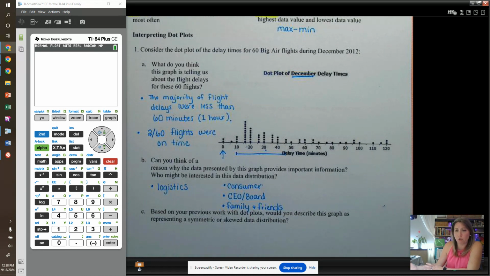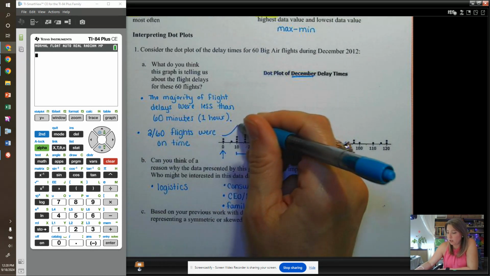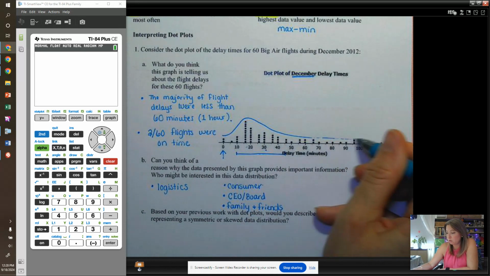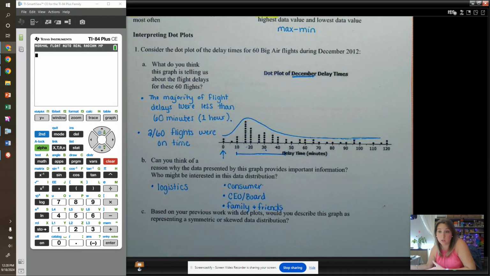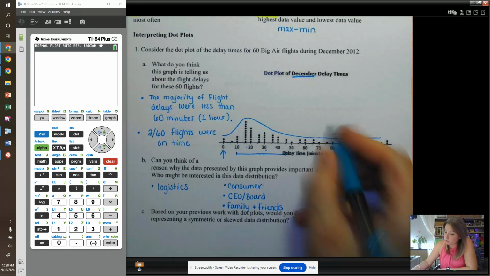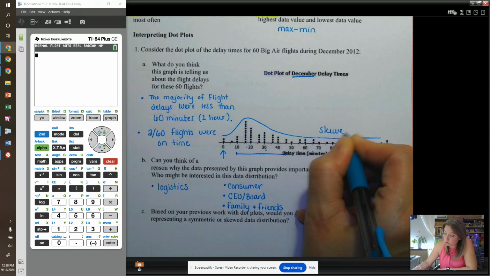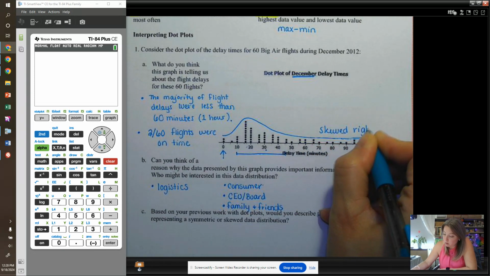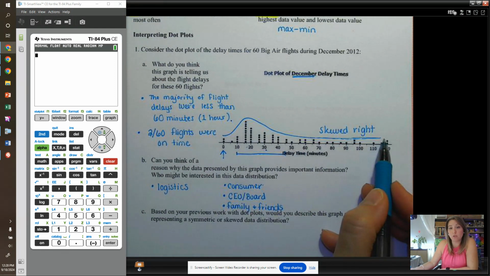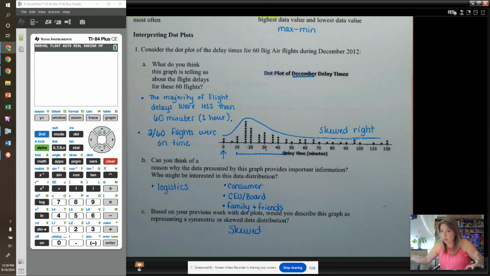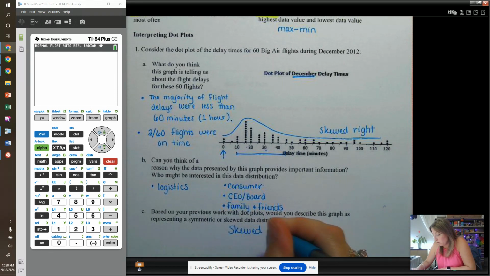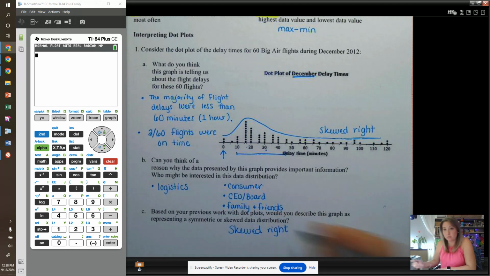Based on our previous work with dot plots, or just a general rule, would you call this skewed or symmetrical? And if you're thinking about it, do this. Yesterday, we had a picture that showed us what a skew looks like. That's skewed. And we call it skewed right because the tail trails off to the right. Now, had that bump been in the middle and you got a little bit on each side, that is symmetrical or normal. This is skewed right, where your tail trails off.